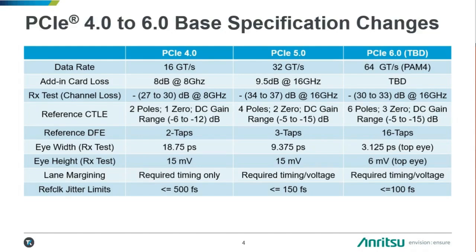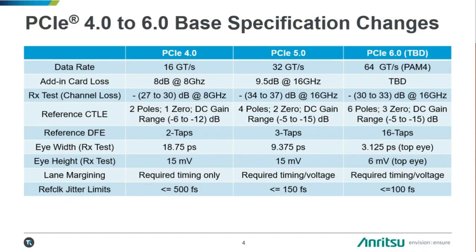For eye width, we've gone from 18.75 picoseconds when operating at 16 gigatransfers per second, cutting that in half for Gen 5, and cutting that into a third for Gen 6 at 3.125 picoseconds, as defined for the top eye, since you now have 3 eyes to consider. The eye height was consistent between Gen 4 and Gen 5, and then dropped by more than a half as we look forward to Gen 6. On-die lane margining, required only for timing for Gen 4, timing and voltage for Gen 5. The same is expected for Gen 6.